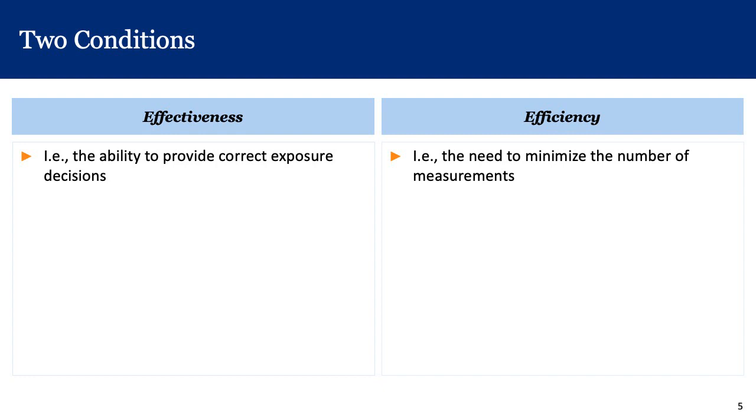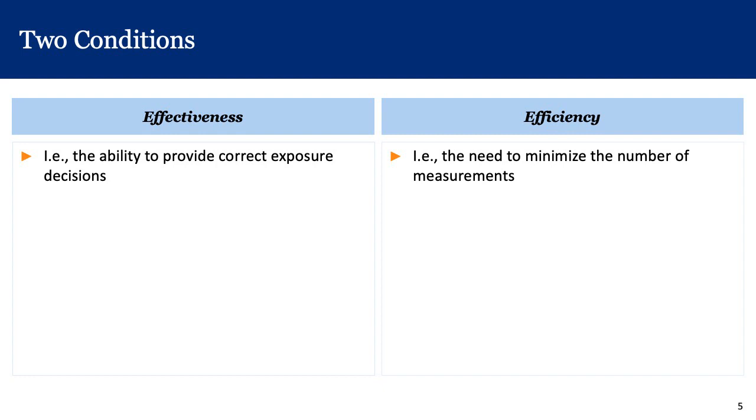You can see how these two conditions can be at odds with each other, and there is a trade-off between these two criteria. Thus, you can be really effective, meaning you really understand the worker distribution, and you can always make the correct decision if you spend a lot of money and you take a lot of measurements. So you have a very large sample size. You can be very effective, but that would not be very efficient.